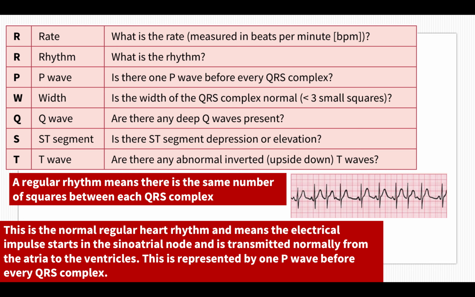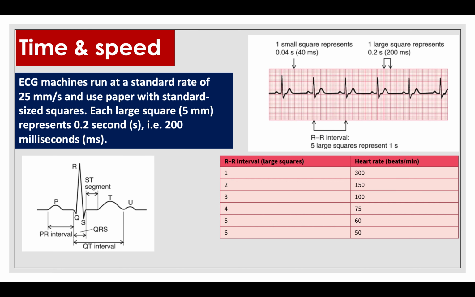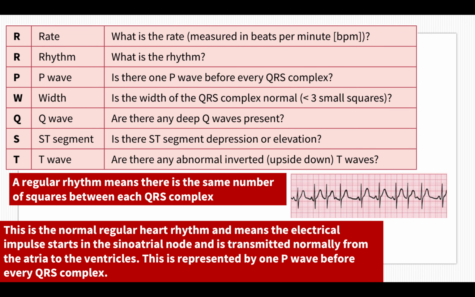P stands for the P wave, W for the width of the QRS mainly, and the Q wave is a pathological wave, to check whether there are any deep pathological Q waves, and S for the ST segment, and T for the T wave. Now, the rate we understand how to calculate from just the RR interval: 300, 150, and then 100, 75, 60, and 50. Now the rhythm.